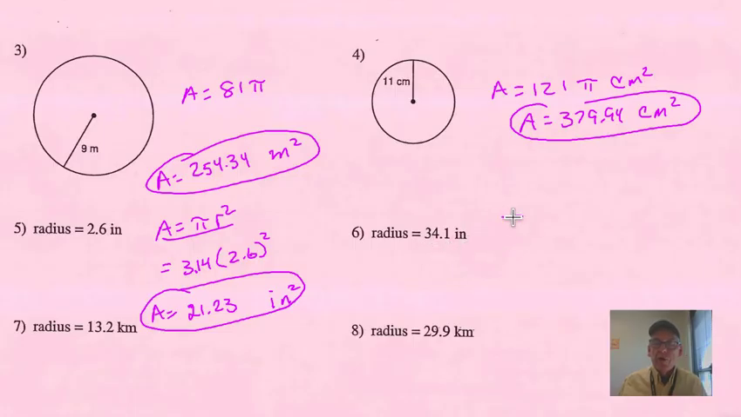So those are the answers. Okay, here we have a radius of 34.1. So again, we're doing pi r squared. So pi times 34.1 squared is going to be the area. Square it, we get 1162.8. And we multiply times pi. That gives us 3651.22, and we're dealing with inches squared.